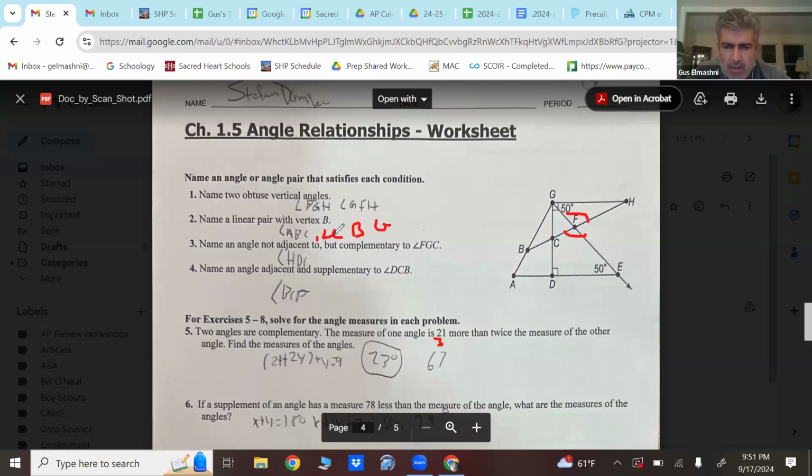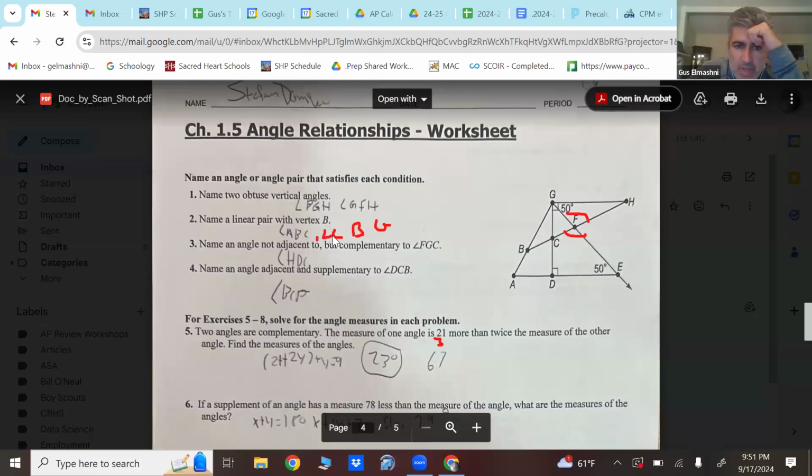I don't know. You also understand CGF or FGC. Oh, I don't know. Oh, wait one sec. So one of them is 40 degrees, but I don't know which. The other one's 40 degrees. I don't know if we can do that one.